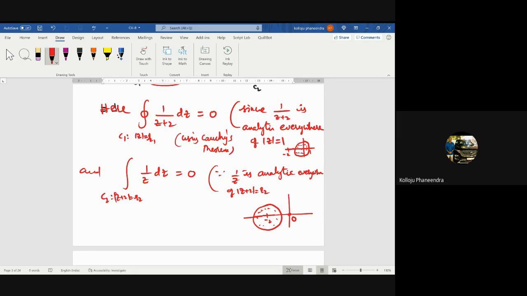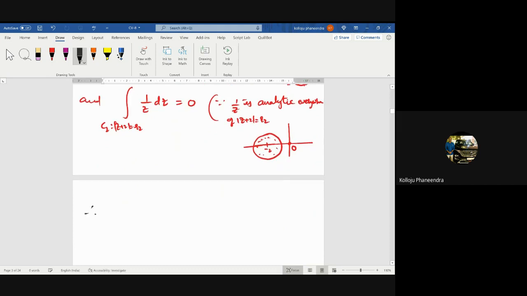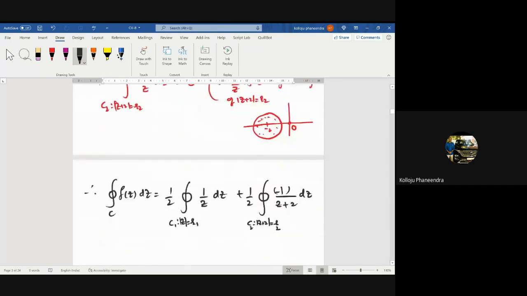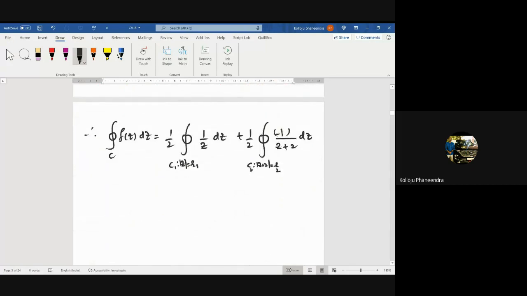Okay, therefore, after reducing these two integrals to 0, integral over C of f of z dz is equal to what? The remaining parts: over C1, mod z equal to R1, 1 by z will be there in the first integral. 1 by 2 integral over C2, mod z plus 2 equal to R2, and what is the left one here? 1 by z plus 2 dz. I think minus will be there. Is it correct? These two integrals are 0. Next one. Now, what is this answer?